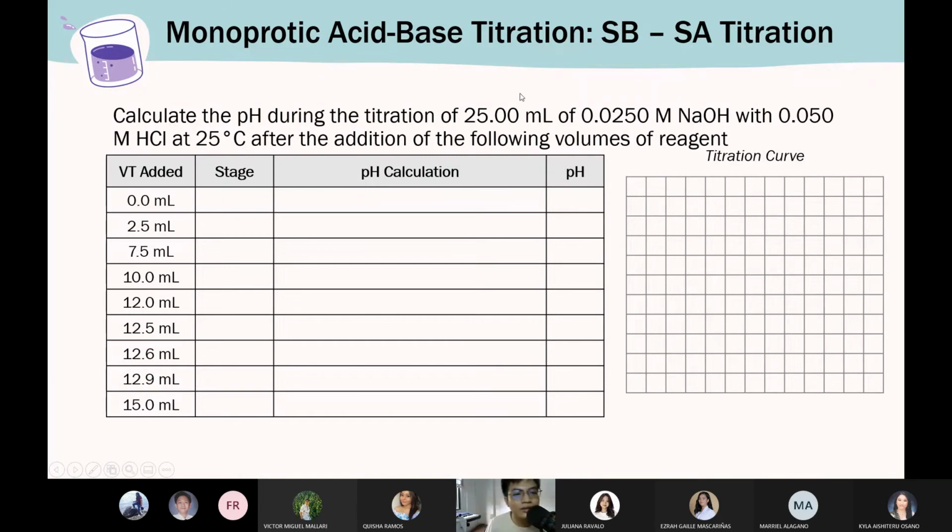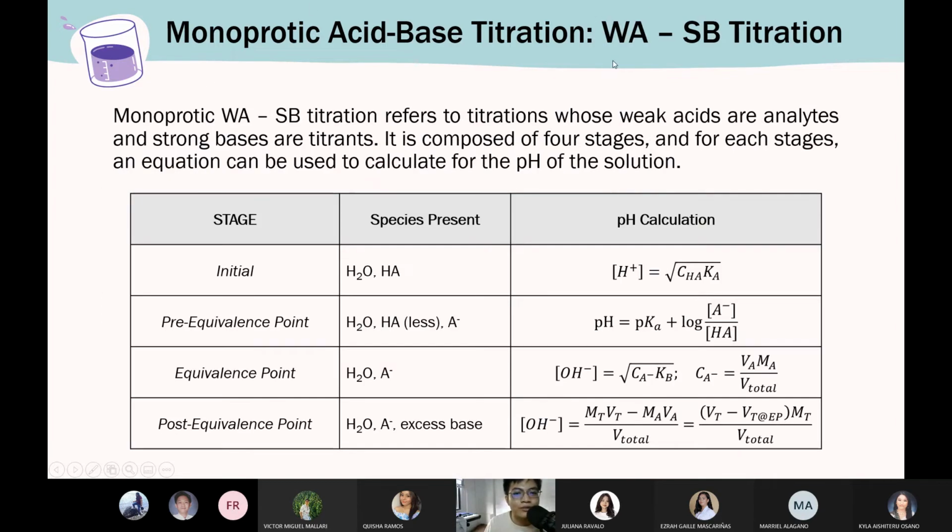So siguro try nyo na lang sagutan to, tapos ipopost ko na lang yung answer sa ating worksheet. Pero wag muna kayo ma-pressure. Hindi naman kailangan aralin agad siya, kasi April 4 pa natin ulit ito babalikan. No pressure. So, for weak acid strong base, ito yung mga equation. Mas malala siya, to be honest.